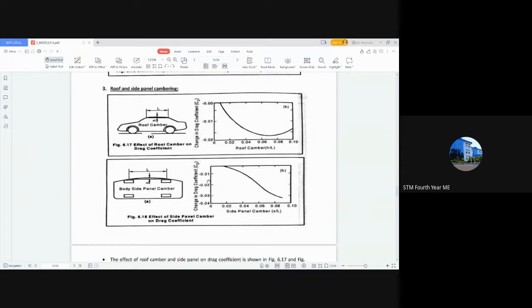But in the case of side paneling, it always decreases. If you provide a side panel camber at both sides, this is one side that is shown here. If you give a side panel to one side, it obviously reduces the drag coefficient, and keeps on reducing as the side panel camber increases. So that is another component.